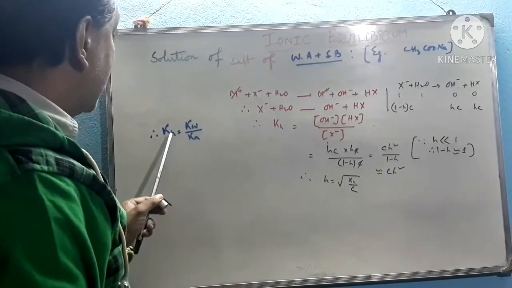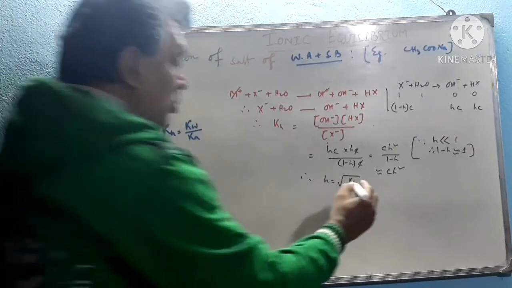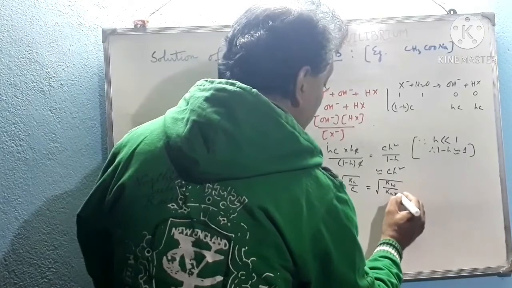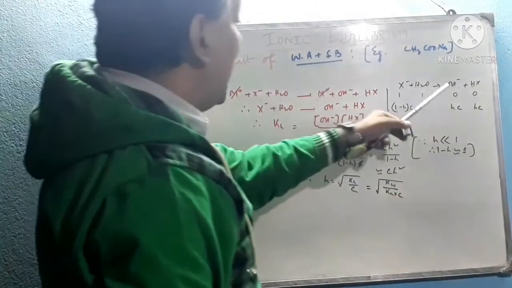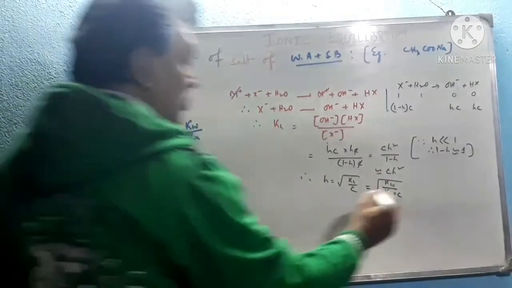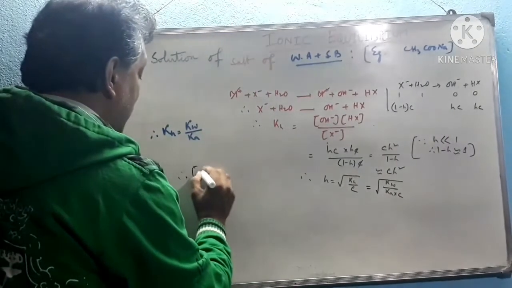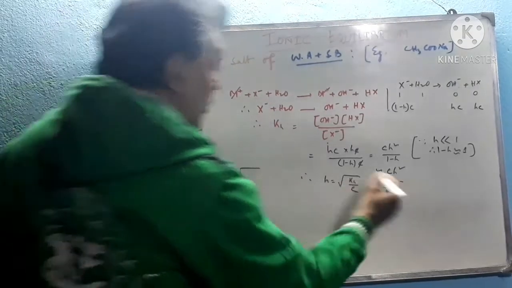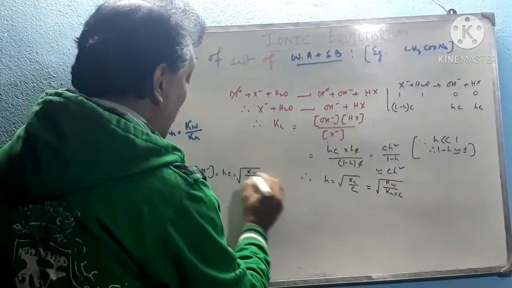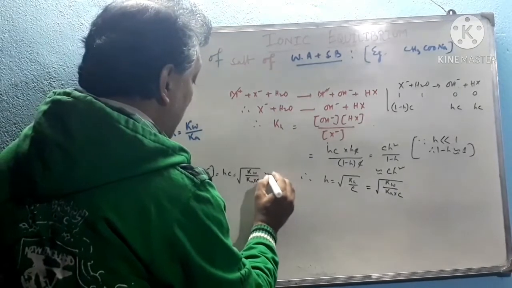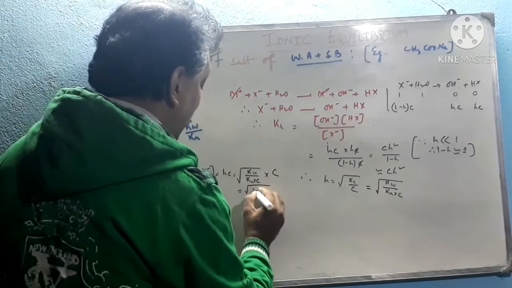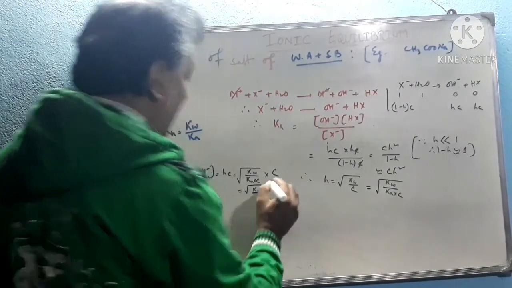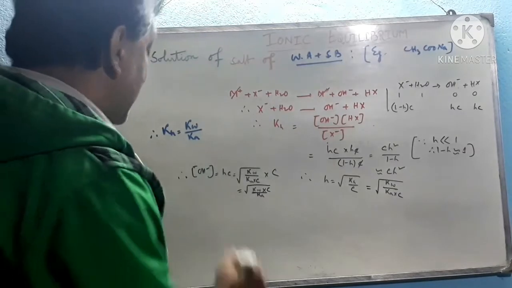Now here see, Kh = Kw/Ka. So instead of Kh you can write Kw/(Ka·C). Now for [OH⁻] we can write hC. If we calculate the concentration of OH⁻, we can write hC, and this becomes √(Kw/(Ka·C)) multiplied by C. So it becomes √(Kw·C/Ka). This is [OH⁻].